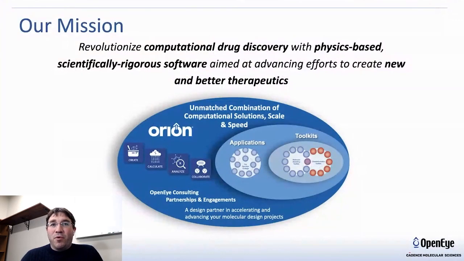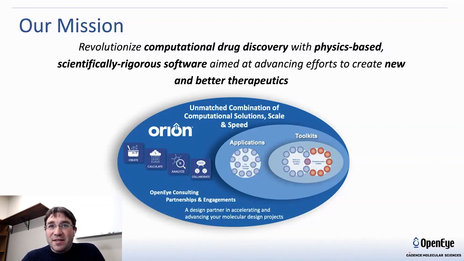Before we begin, it's important to highlight who we are, what exactly our toolkits and applications are, and how they differ from one another. OpenEye has been in existence for over 25 years, and our mission is to revolutionize computational drug discovery with physics-based, scientifically rigorous software aimed at advancing efforts to create new and better therapeutics, expanding as time has gone on. While today's talk will be largely driven by our applications, it's important to note that OpenEye got its start in this field over 25 years ago by creating programming toolkits for cheminformatics and molecular modeling. While we continue to offer our toolkits for licensing to this day, over the years we have also built user-friendly applications for use out of the box that leverage these packages of code.